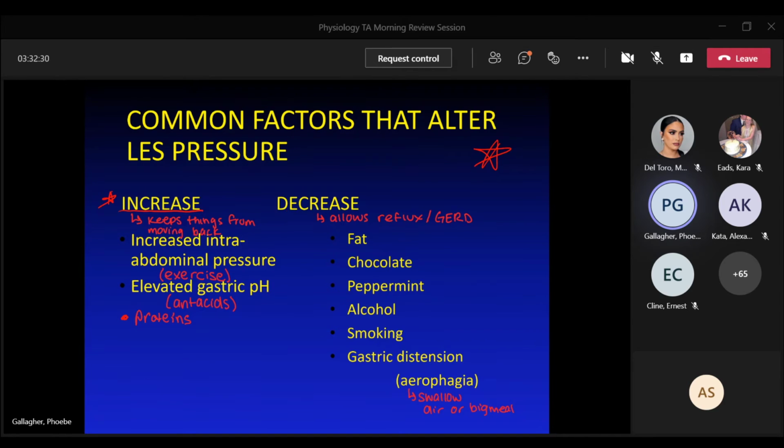And then the next one is anything that decreases lower esophageal pressure. So lower esophageal sphincter pressure is going to decrease, and that would allow for acid reflux. So pretty much anything that causes you to have acid reflux, or that your doctor says not to eat if you are experiencing acid reflux, are going to trigger a decrease in lower esophageal pressure, including gastric distension. So this is if you swallow a lot of air or if you eat a big meal, this is where you would see a decrease in lower esophageal pressure, which, I'm sure we've all experienced, like heartburn after a big meal. Okay.